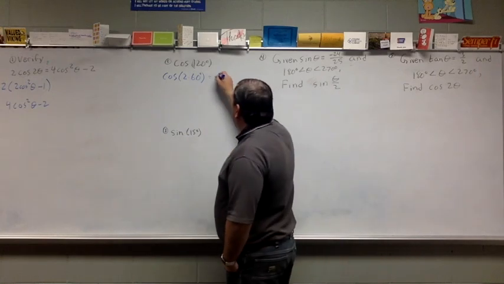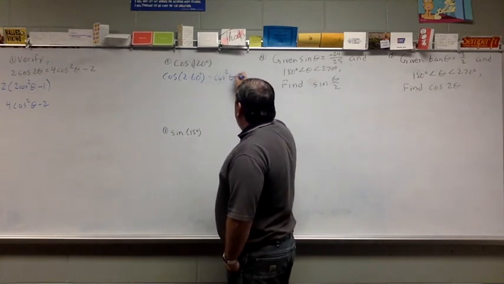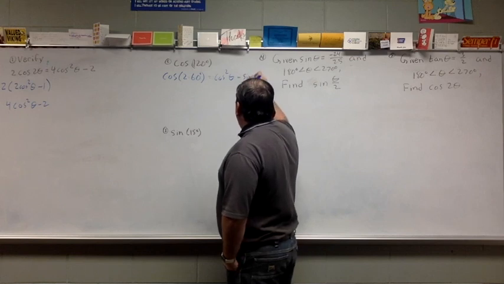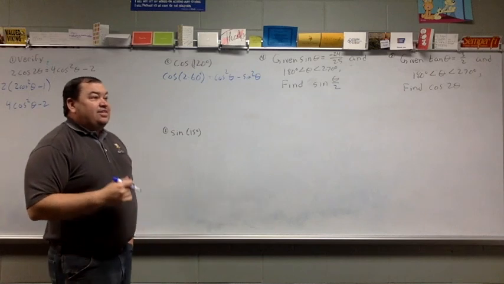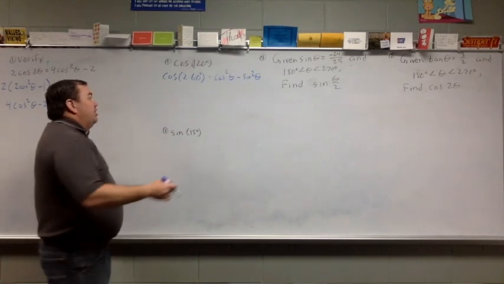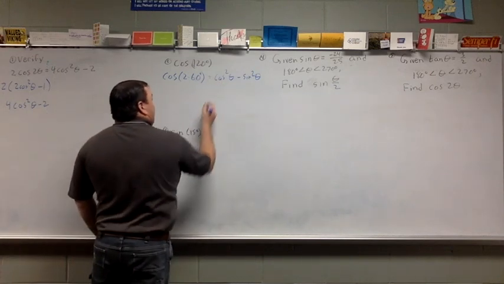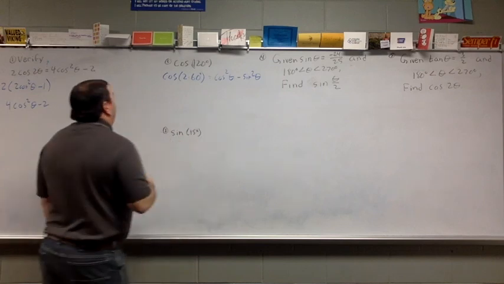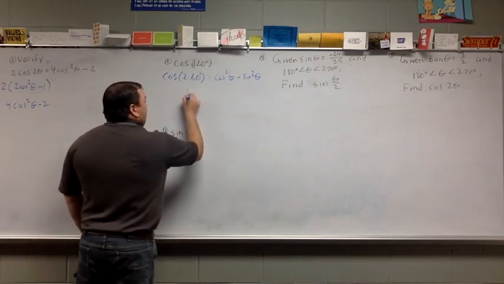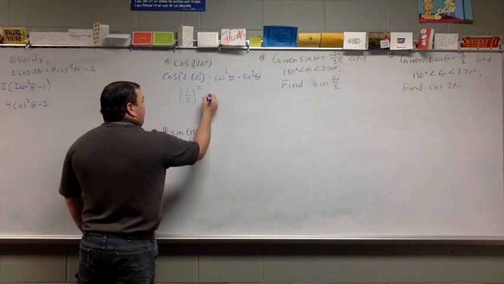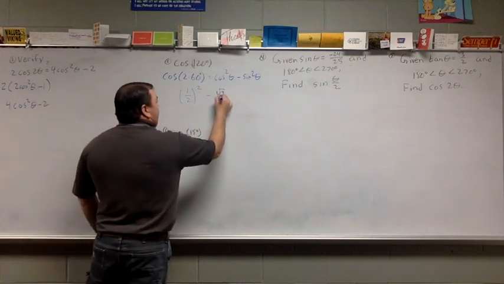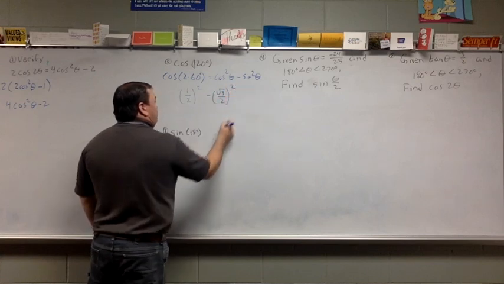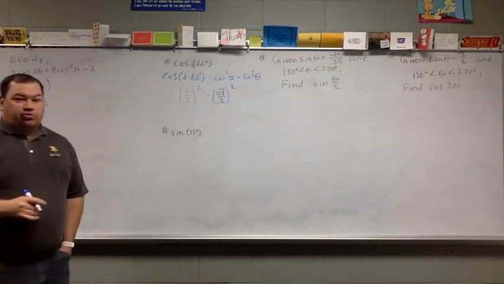The first version says cosine squared of the angle minus sine squared of the angle. And the angle in this case is 60 degrees. So I need to take the cosine of 60 degrees, which is 1/2, and I need to square it. Then I need to take the sine of 60 degrees, which is the square root of 3 over 2, and square it, and then subtract those two things.